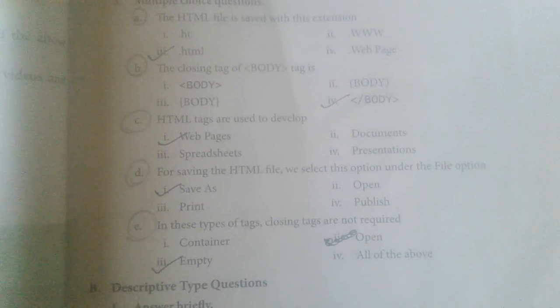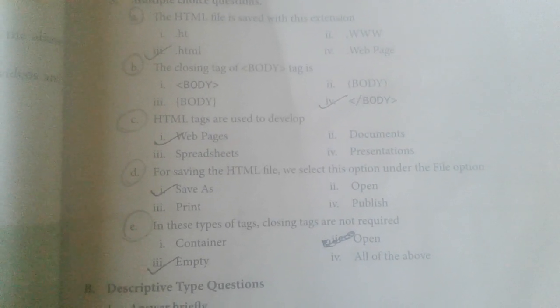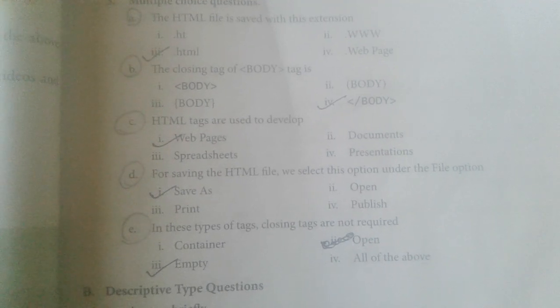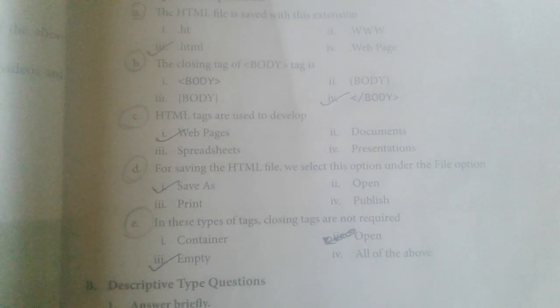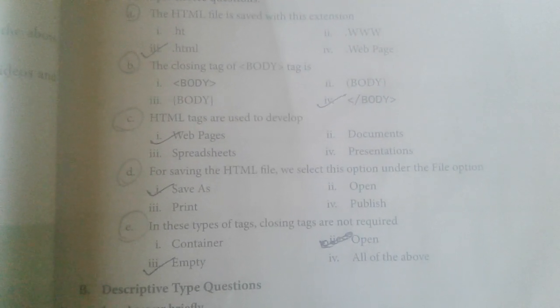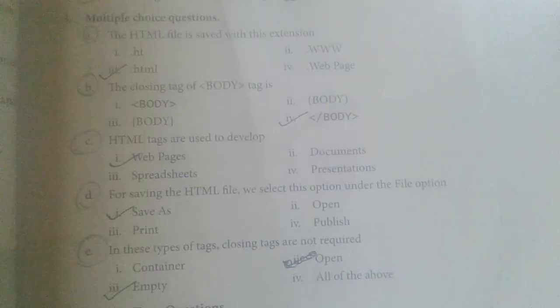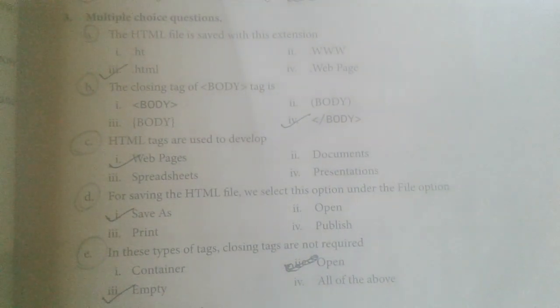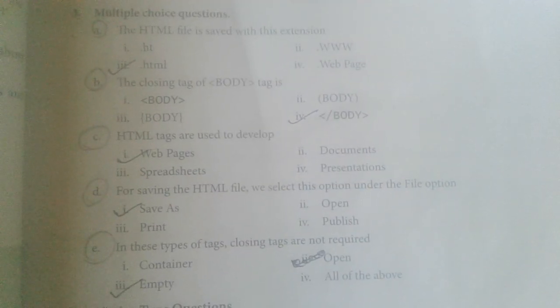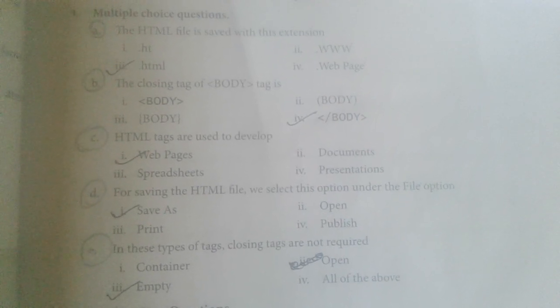The HTML file is saved with the extension. Which extension? We have four options over there. .ht. The second one .www. Then the third one .html. Then the fourth one .web pages. So the correct answer is .html.